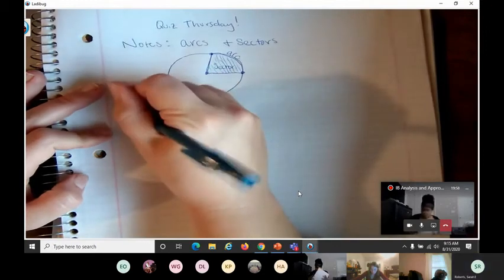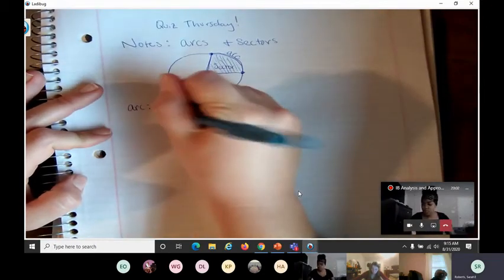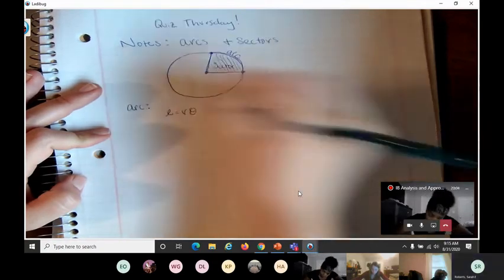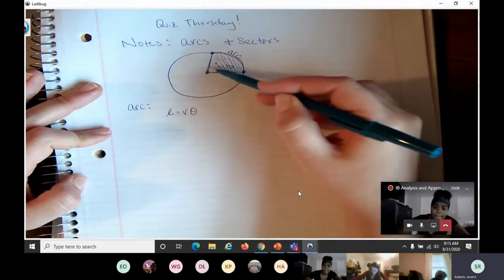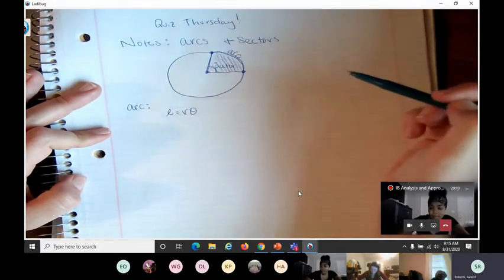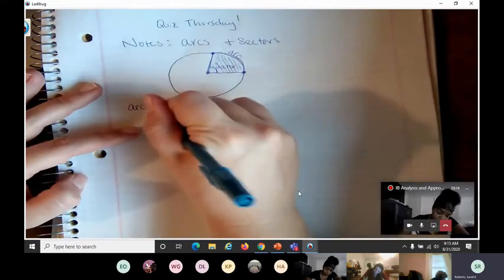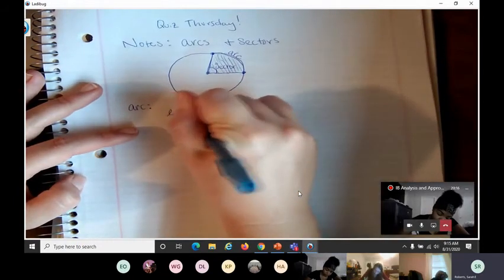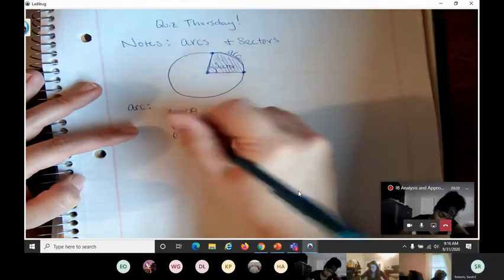So there are two formulas that you need to know. For your arc, the length of the arc is going to be r theta. Theta will be this angle right here, okay? R is your radius. Theta is your central angle.